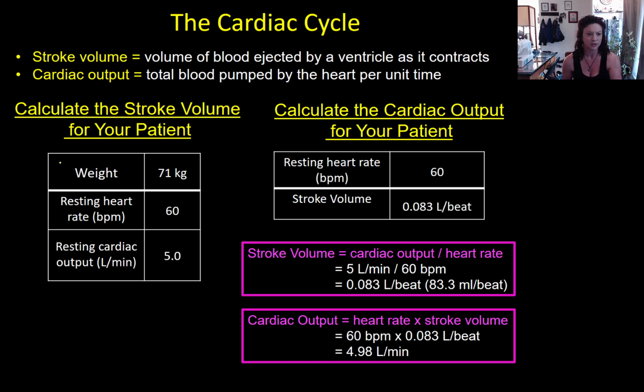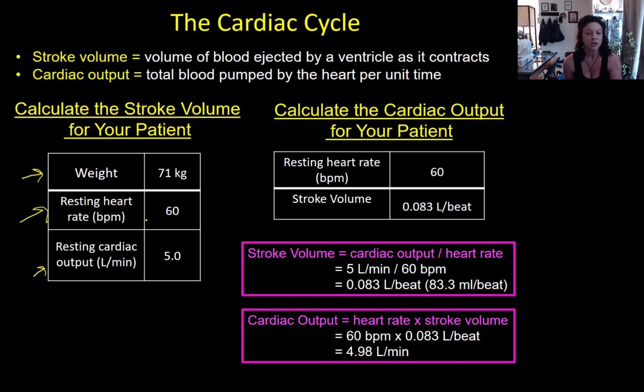patient. So here's some data here. We are looking at a 71 kilogram individual. This is an average weight. For someone of that weight, a reasonable resting heart rate that you might encounter would be 60 beats per minute, BPM, beats per minute. Their resting cardiac output, if measured, would likely be somewhere around 5 liters per minute. So the heart is actually pumping 5 liters of blood every minute in this patient.